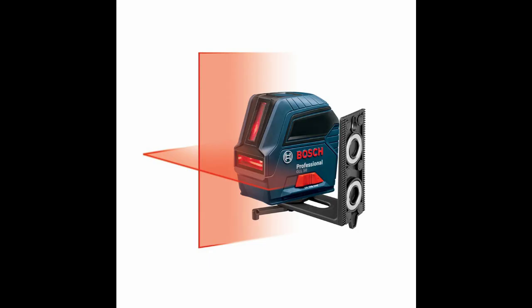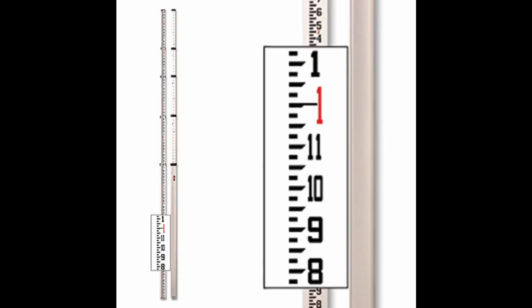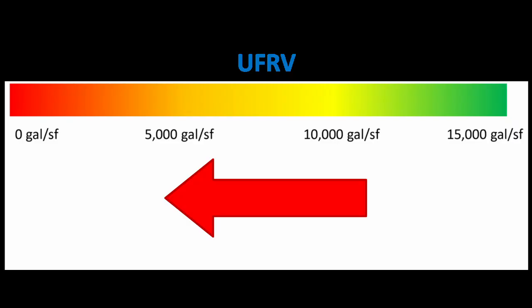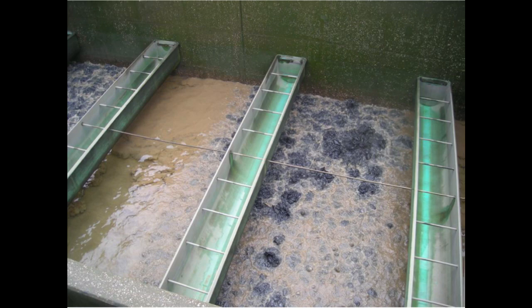Using a laser level or string line datum and a ruled measuring stick, measure down to the media in 7 different places. Variations more than plus or minus 1/2 inch maximum results in failure. I've seen a recent specification for plus or minus 1 inch, which is far too much. That's an allowable 2-inch total variation. With this, get ready for flow short-circuiting, low relative UFRV, spouts, and other operational problems.